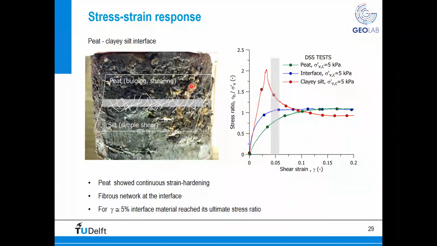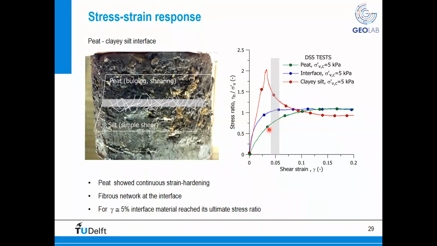And this peat layer is actually linked through a network of fibers. You see here these yellowish fibers with the clayey silt layer. Now, if you try to test these three materials, peat, clayey silt, and actually the interface in a direct simple shear test, you can clearly see a completely different stress-strain response.